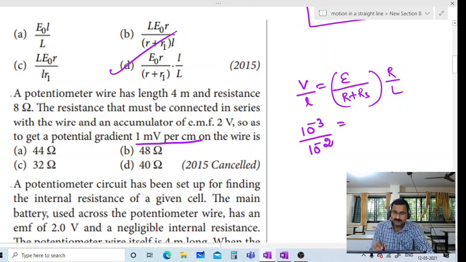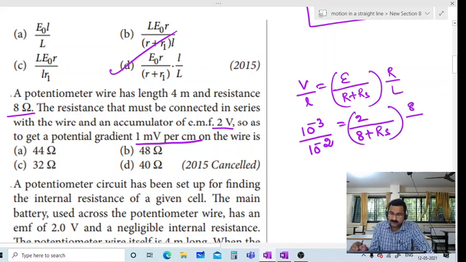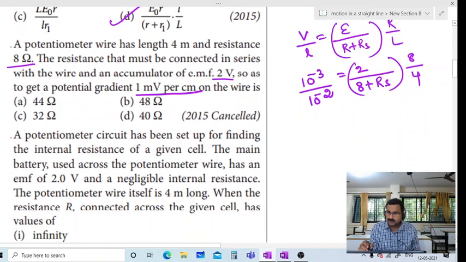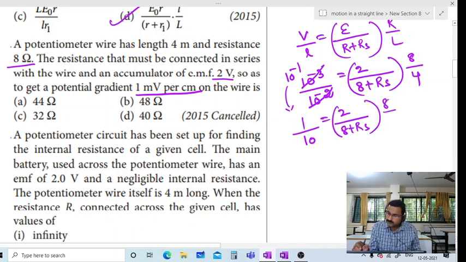What is the EMF of that? 2 divided by R plus RS. R value, resistance of the potentiometer, is 8. RS we don't know, we have to calculate. Length they have given there is 4. This is also simple only. 10 power minus 3, 10 power minus 2 cancel, 10 power minus 1 is there. Send to the denominator, it becomes 1 by 10, equal to 2 divided by 8 plus RS into 8 by 4.